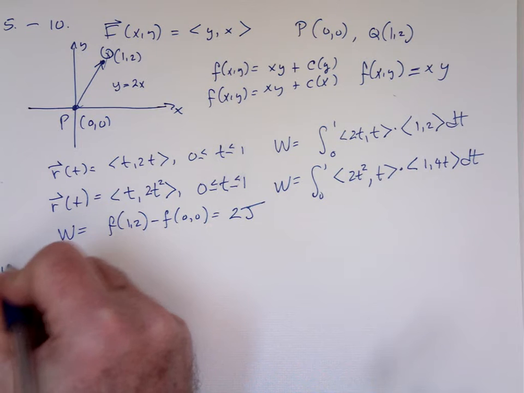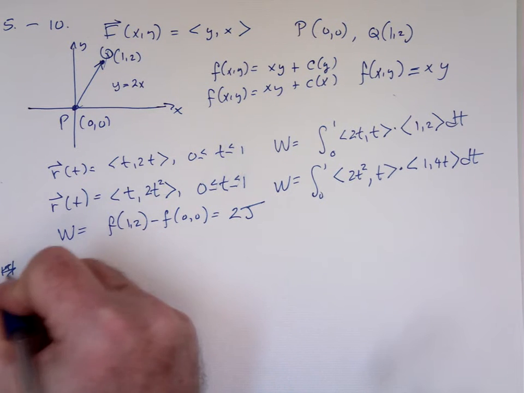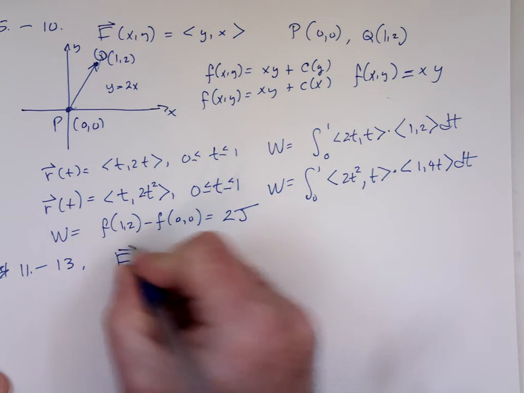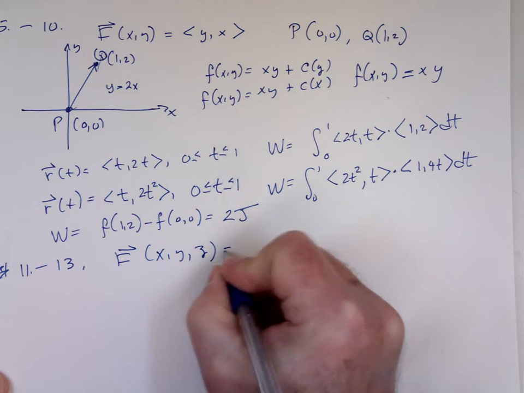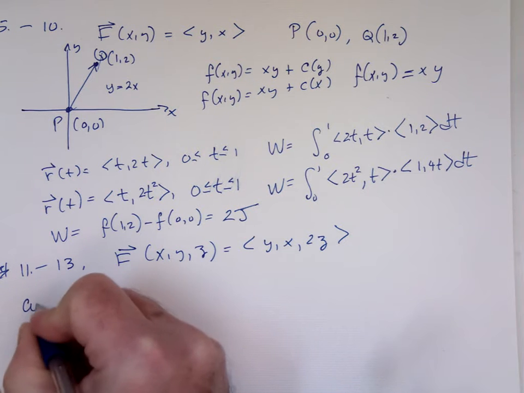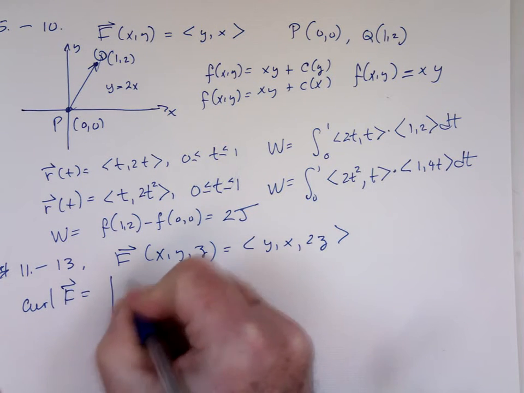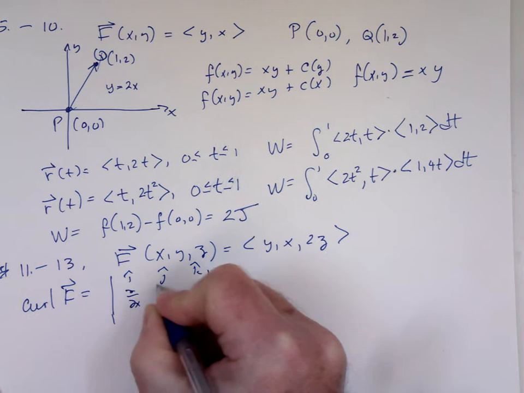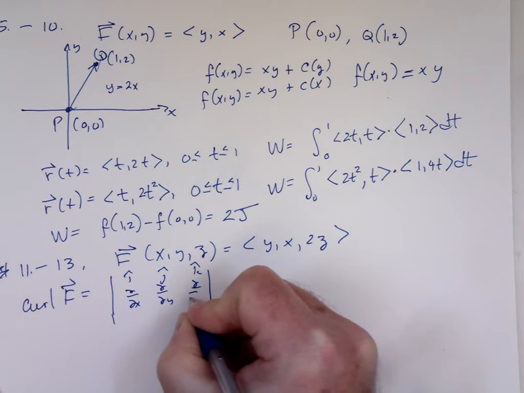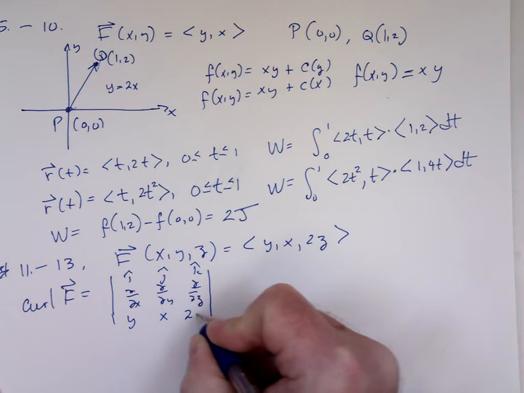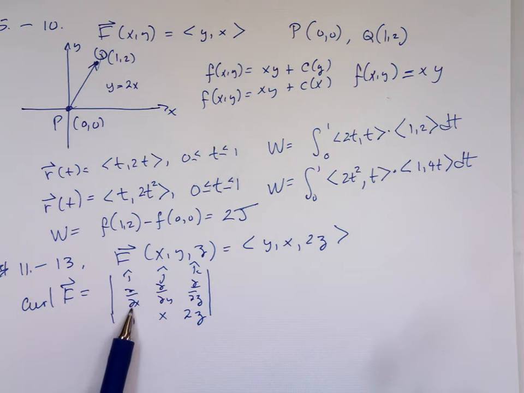Okay, 14 through 20. No, we can't do 14 through 20, 11 through 13. All right, given the vector field, y, x, 2z, find the curl: i, j, k, partial with respect to x, partial with respect to y, partial with respect to z, m, n, p. Now, these little partial guys here are called differential operators in this context.